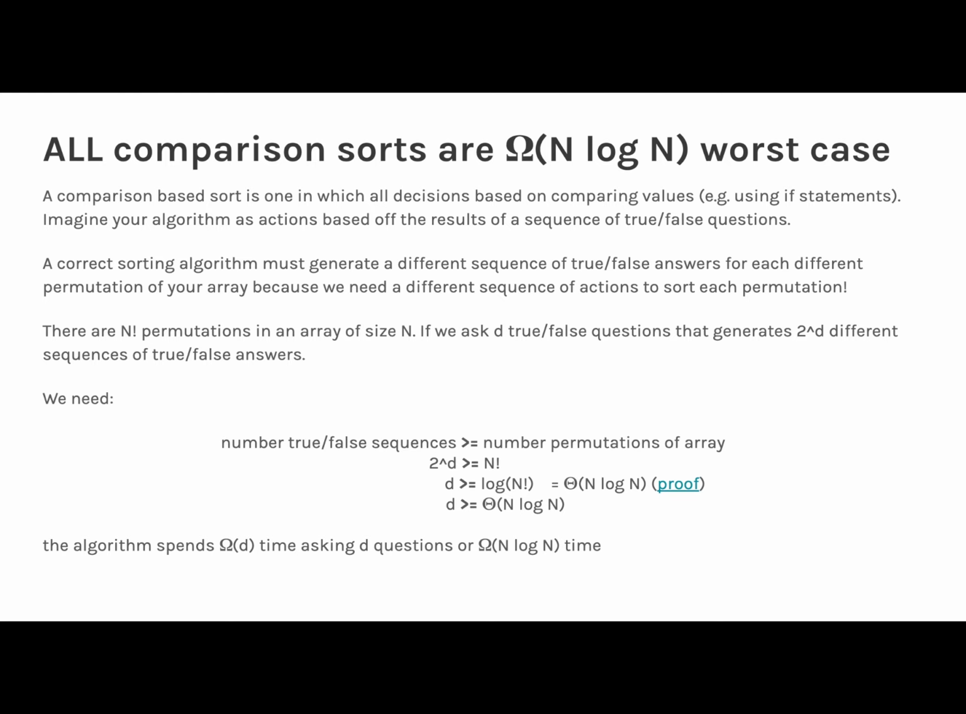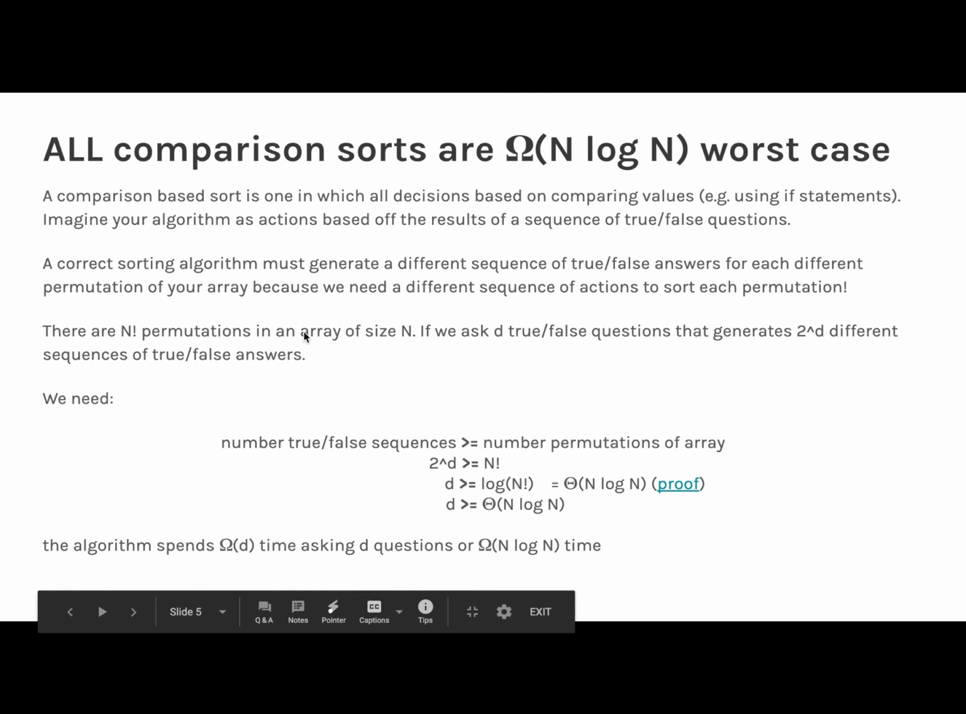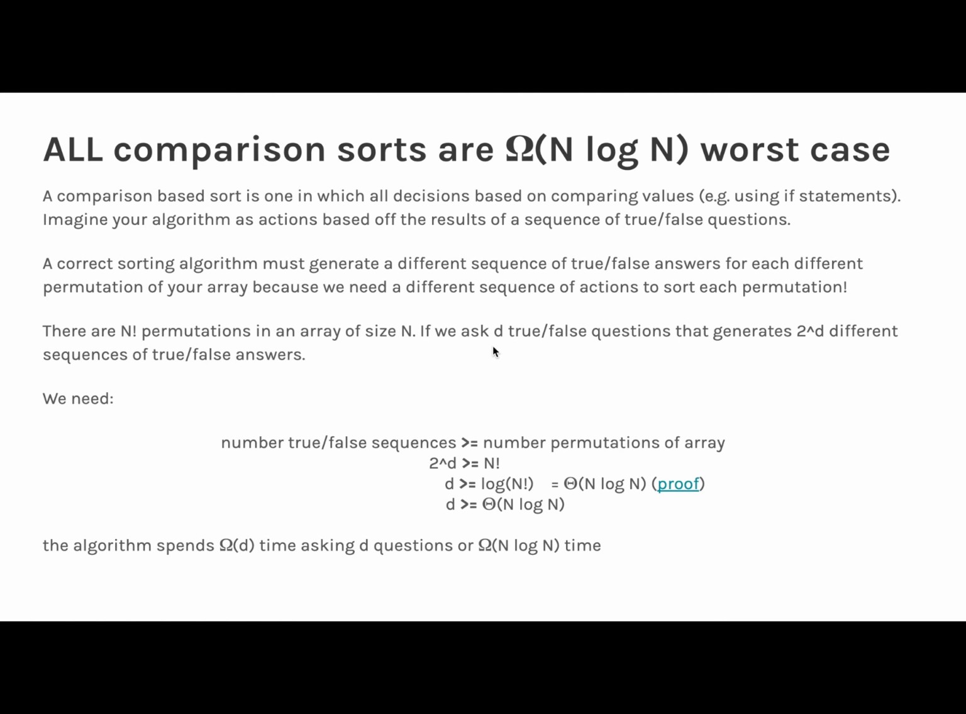Now a correct sorting algorithm must generate a different sequence of these true-false answers for each different permutation of your array, because we need different sequences of actions to sort each different permutation. There are n factorial permutations in an array of size n. Then if we ask d true-false questions, each question can have 2 different answers, true or false, so that generates 2 to the power of d different true-false sequences.